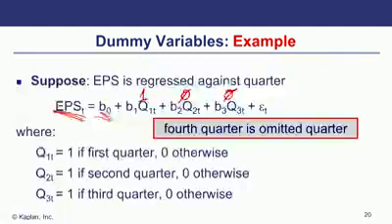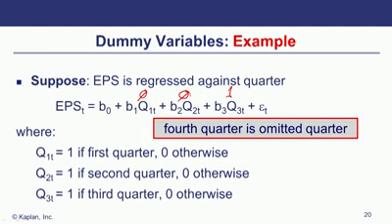If my earnings per share were generated in the second quarter, then this will be 0, this will be 1, and this will be 0. And finally, I'm sure you're getting the pattern. If earnings per share are coming from the third quarter, I'll have 0, 0, and 1. The point being that you can never have more than 1 dummy set to 1, because you can never be in 2 places at the same time, unless you clone yourself.